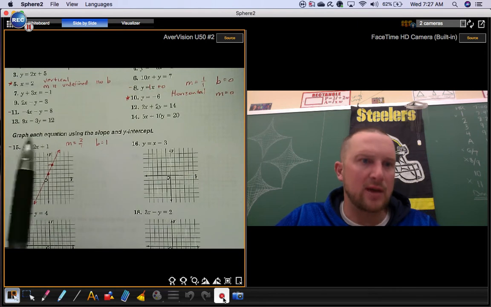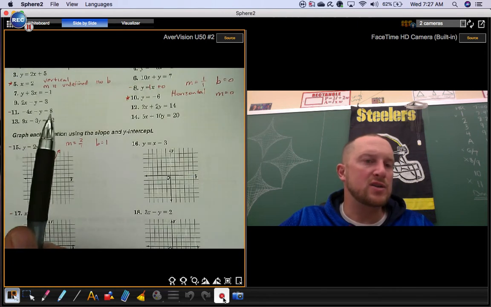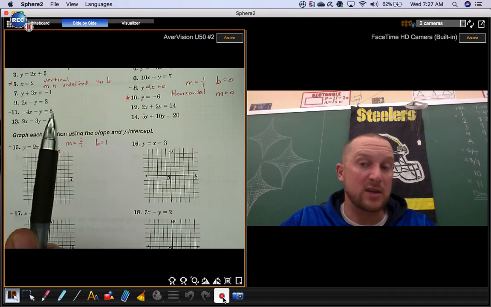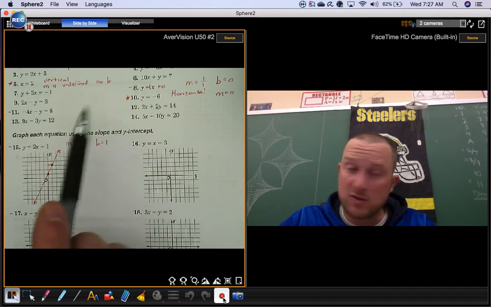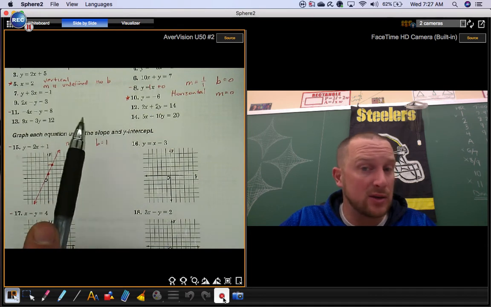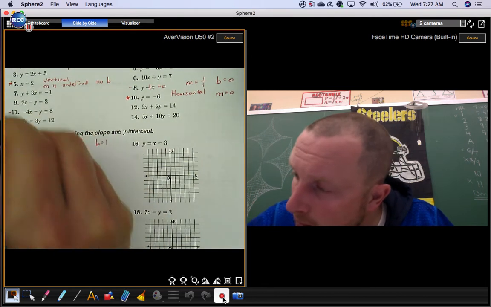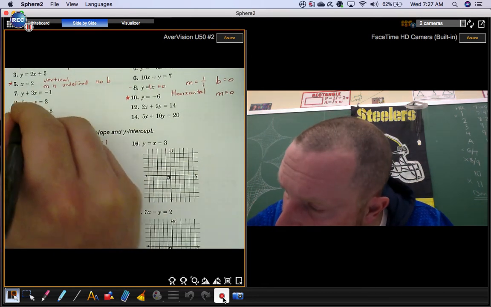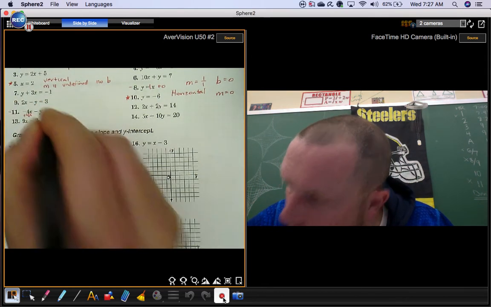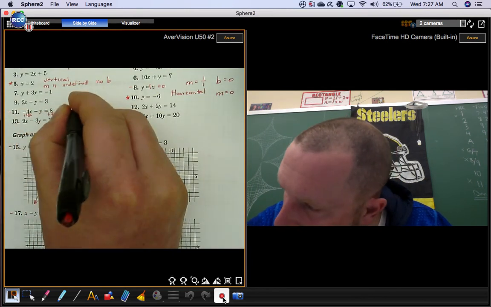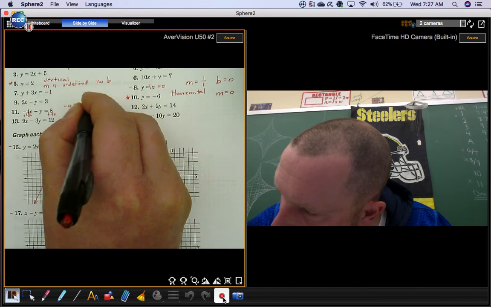Let's come down to number 11. We want the slope and the y-intercept. Now, this is not in y equals mx plus b form, slope-intercept form. So you need to do a little bit of work first. And there's not a whole lot of space here to do it in. Get another piece of paper. What I'm going to do is add 4x to both sides. That way I get negative y equals 4x plus 8.